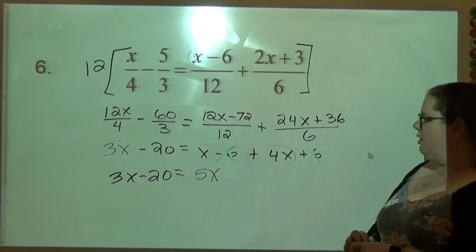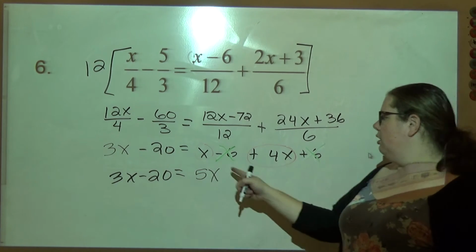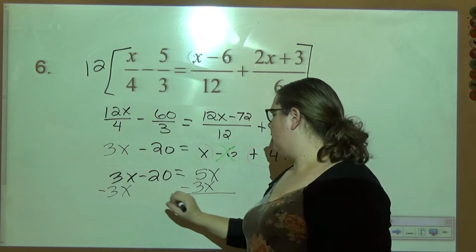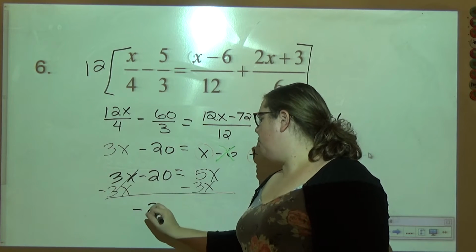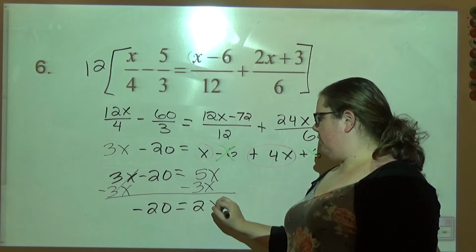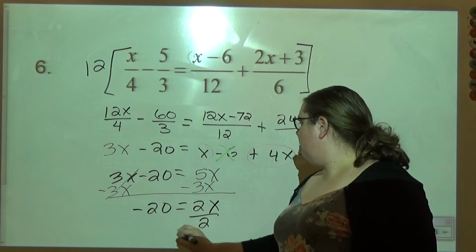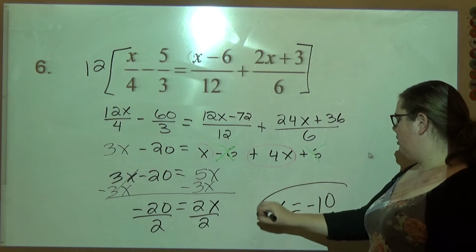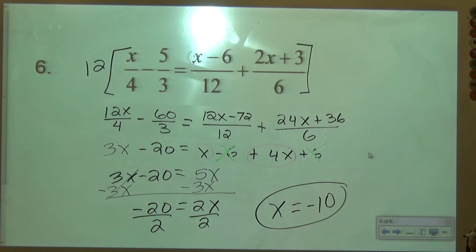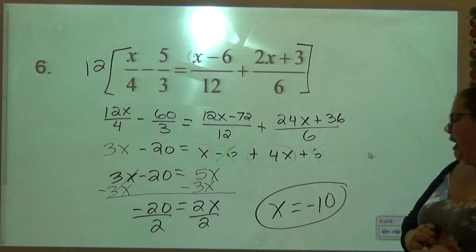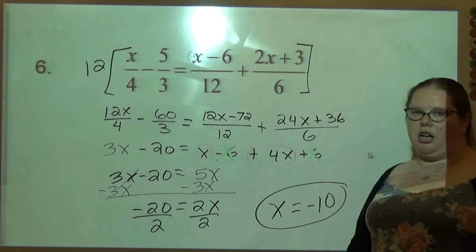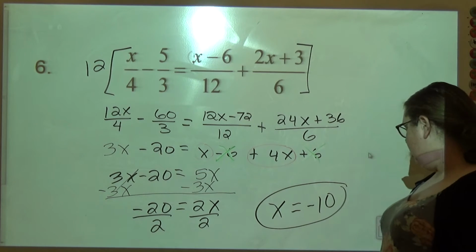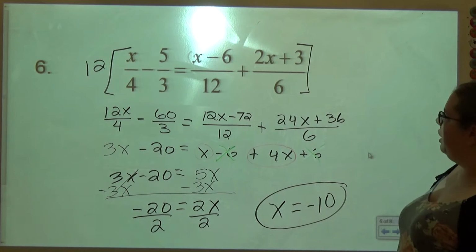Cool. So now we get all the x's together. Minus 3x, minus 3x, minus 20 equals 2x. And finally divide by 2. x is negative 10. So it's really not that bad. It's really about we find our common denominator and multiply. And once you get that done, it's pretty straightforward actually.